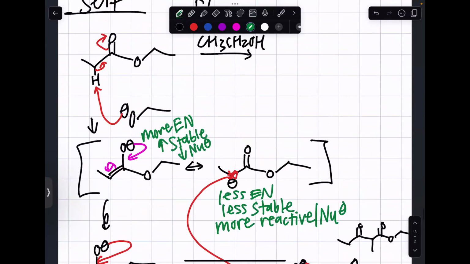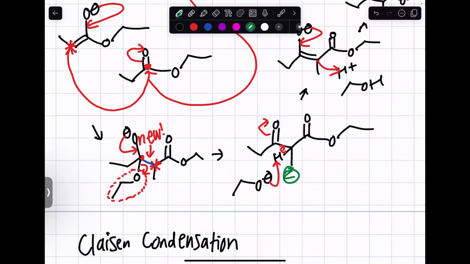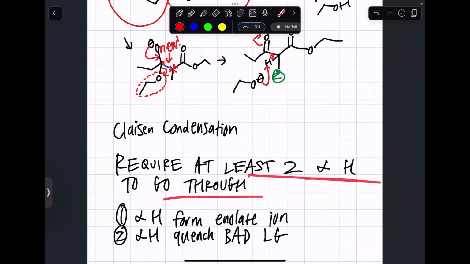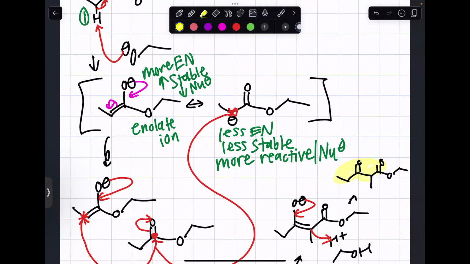Where we see in the mechanism here, this was the very first alpha hydrogen here that was used to make this enolate ion here. Right. This is the second alpha hydrogen right here that is used to quench this bad leaving group here. Right. If that second alpha hydrogen was not there, then that bad leaving group would just go attack that carbonyl and go all the way backwards, no reaction, right? So that's an important concept. Claisen condensation needs at least 2 alpha hydrogens to go through. Where we see in our final product, right here, this is a 1,3 dicarbonyl.